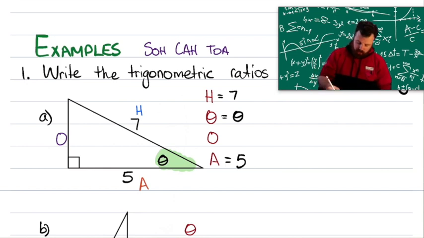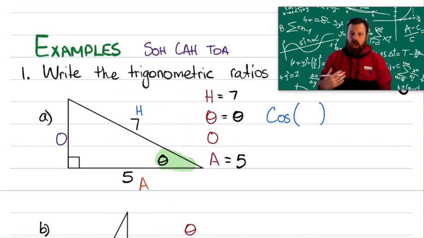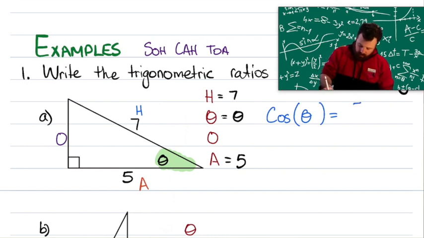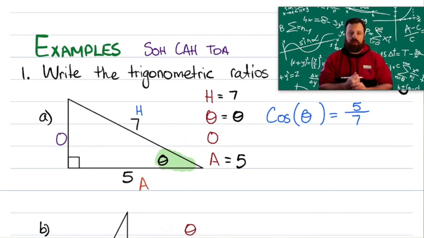Well, I'm dealing with A and H. So the first thing I'm going to write is cos. Remember, cos stands for cosine. And then in brackets, I'm going to write the reference angle. Well, here my reference angle was theta. So cos of theta is equal to, and remember, the fraction goes in the order A, H. So I need to do A over H. And the trigonometric ratio for that triangle is cosine of theta is equal to 5 over 7.